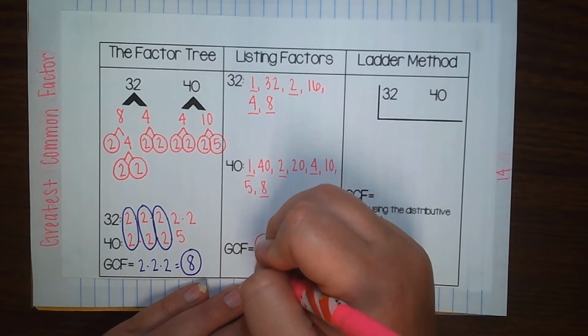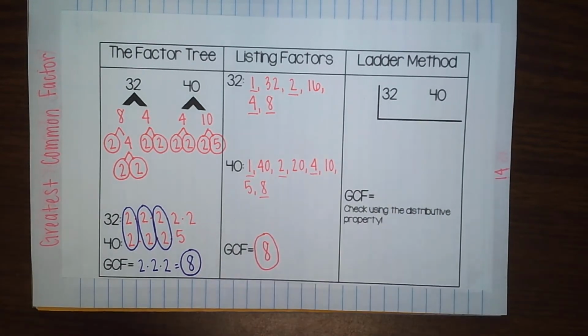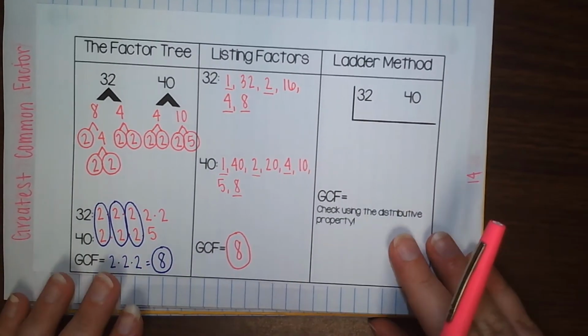So 8 is our greatest common factor. Now this way is okay, especially if you have numbers that don't have a lot of factors. But when you have numbers that are really big, like especially when you get into algebra and factoring trinomials and things like that, you're going to need to be able to do that quicker than just listing the factors. So my favorite is the ladder method.